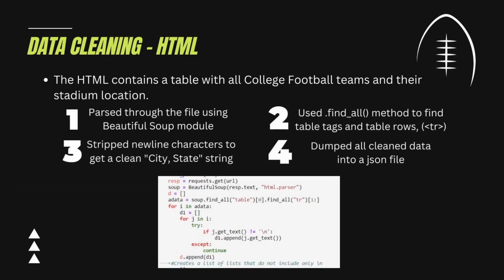Hello. In this slide, we're discussing the process of cleaning the HTML file containing the table of college football teams and their stadium locations. For this process, we imported the Beautiful Soup module to parse through the HTML file, which allowed us to extract the relevant data from the table. From this, we used the find_all method to find the table tags and the table rows of the HTML file, which allowed us to access the data for each team and their location. From this, we could strip the newline characters and get a clean city-state string for each team's stadium. After this, we dumped all the clean data into a JSON file, which can be easily accessed and used for further analysis.